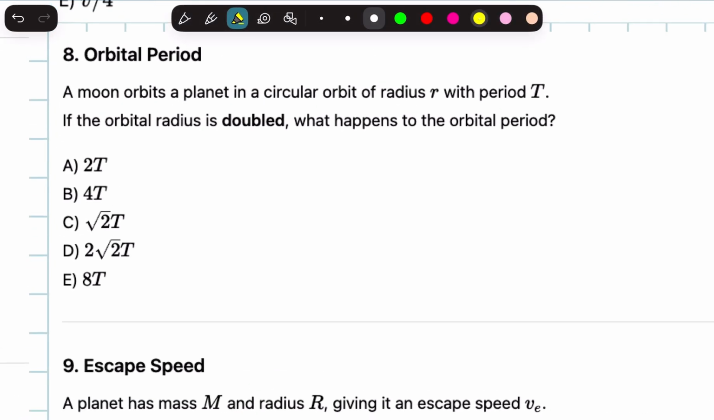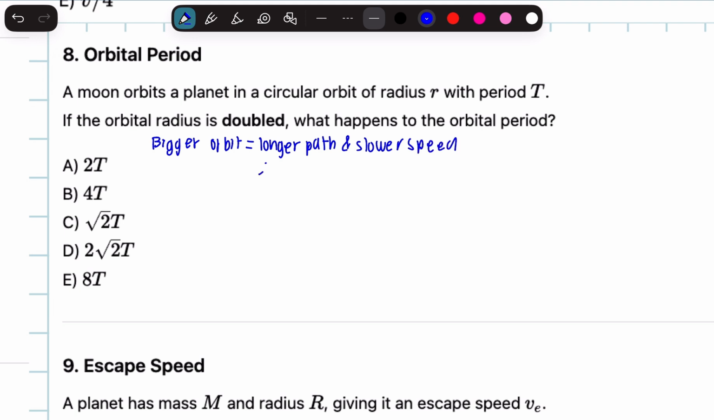Now let's do a question about orbital period. A moon orbits a planet in a circular orbit of radius r with period T. If the orbital radius is doubled, what happens to the orbital period? So the concept you have to know for this is that a bigger orbit means a longer path and also a slower speed. Therefore, we know that period increases more than linearly.